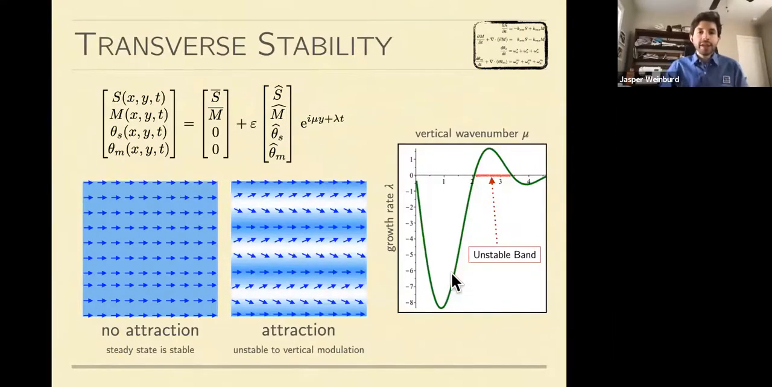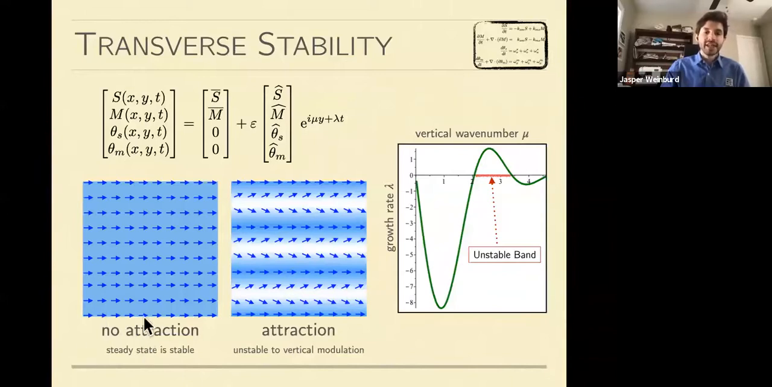And we can do a transverse stability analysis, which basically says, I'm going to put in this small perturbation. So here's our stationary state S and M, and then 0 for the direction of motion. I'm going to put in this small perturbation of that state, which is modulated by some vertical wave number mu in the y direction, and has a growth rate lambda.